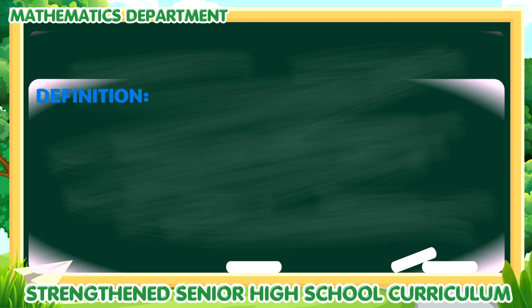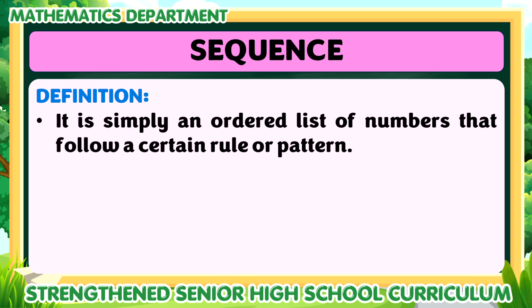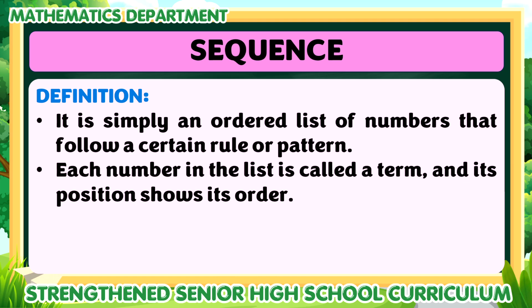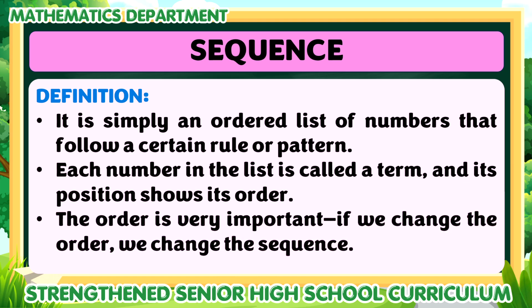Let us start with defining sequence. A sequence is simply an ordered list of numbers that follow a certain rule or pattern. Each number in the list is called a term, and its position shows its order. The order is very important. If we change the order, we change the sequence.